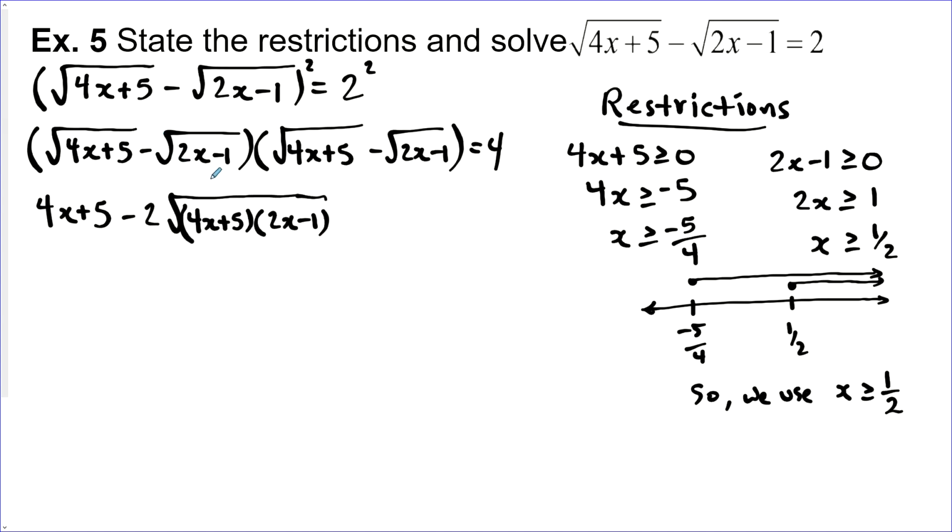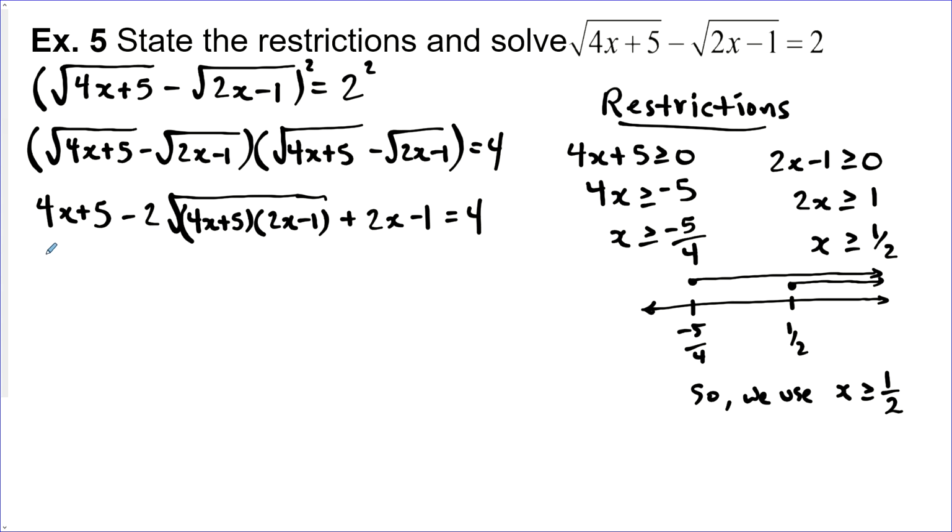And last is this term times this term, so positive, and the 2x minus 1 is freed up. Now you notice we still have a square root here. So we didn't get rid of it the first time. Let's collect up like terms and isolate the last remaining radical here.